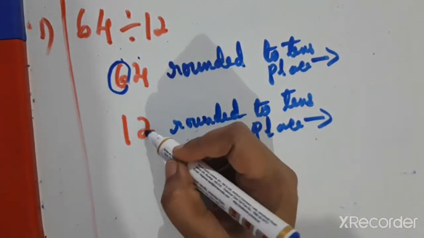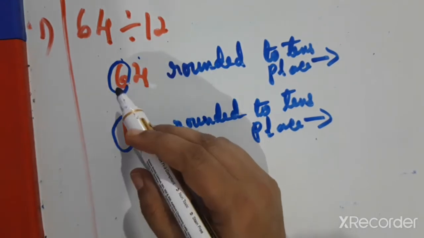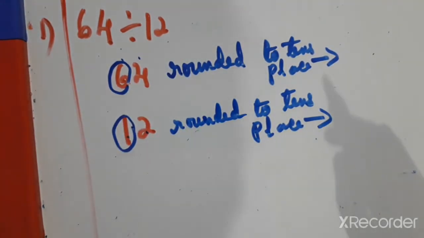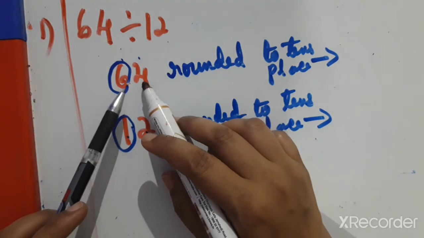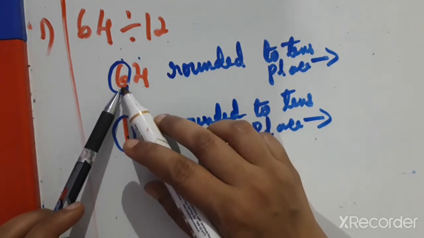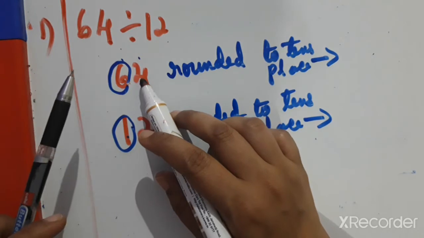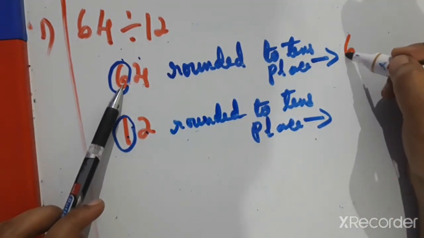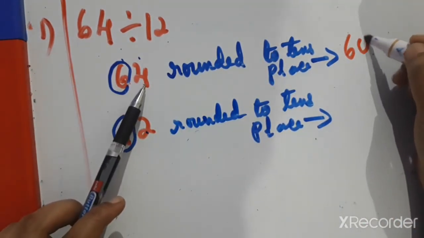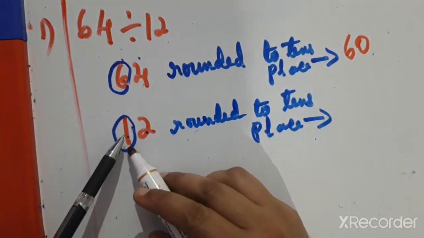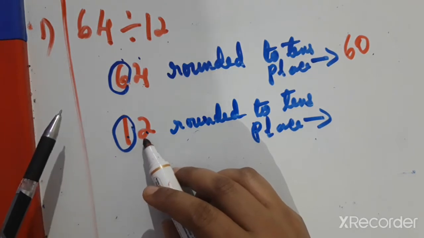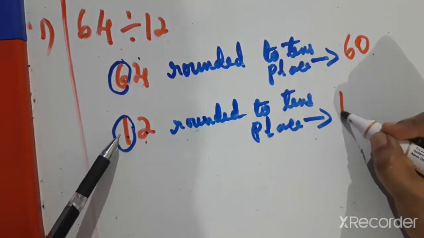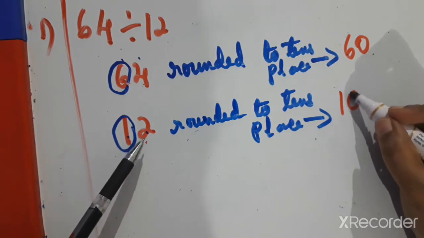Ones, tens. The general rule means we round off the starting number. For rounding off, we have to check the next number, whether the next number is 5 or greater than 5. If so, 1 is added. Here the next number is 4. 4 is less than 5. So 6 remains the same, no changes, and the 4 becomes 0. And here 1 is being rounded off. You have to check the next number, whether it is 5 or greater than 5. If less than 5, 1 remains the same, no changes.